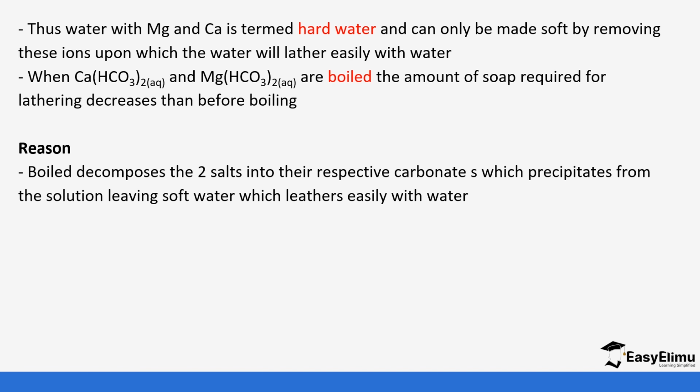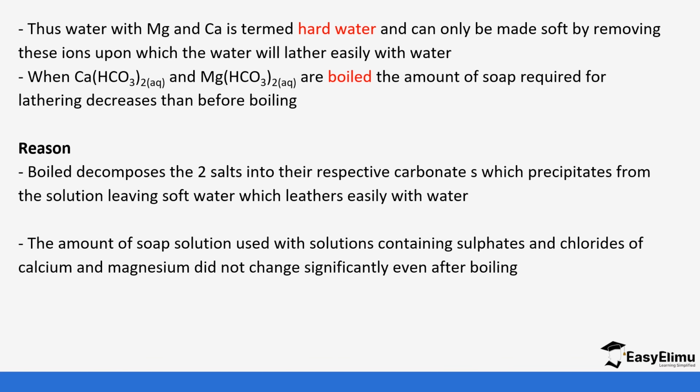So you're going to categorize this salt, which contains calcium hydrogen carbonate and magnesium hydrogen carbonate, in a category later on. So the amount of soap solution used in this solution containing sulfates and chlorides of calcium and magnesium does not change significantly even after boiling. So you see that you have two categories. We have the calcium and magnesium ones that contain hydrogen carbonate ions, and the ones that contain chlorides and sulfates. So these are two categories.